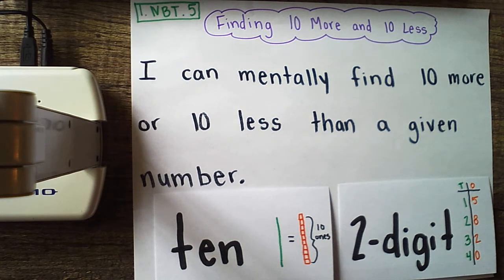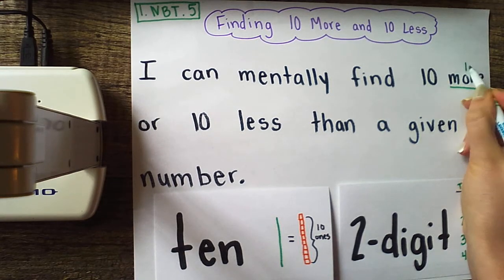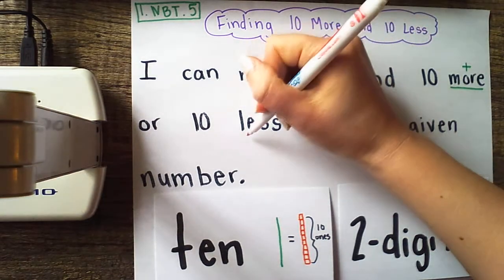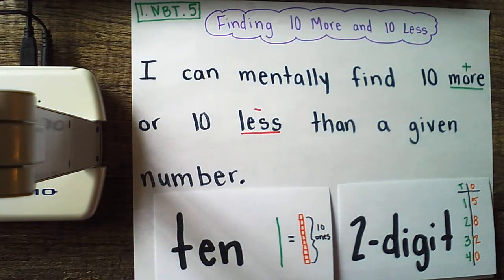Well, we know a few things here before we even start. We know that more, if we're looking for 10 more, is just another word for adding. That's telling us we're adding. And if we also want to be able to find 10 less, well, we know that less means you must be subtracting, okay? We also know what a 10 is. We know that a 10 is a group of 10 ones put together, and we can use just a stick or a rod to represent a 10.